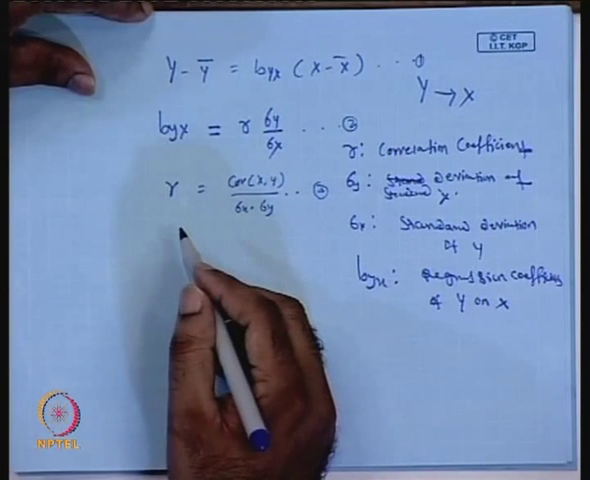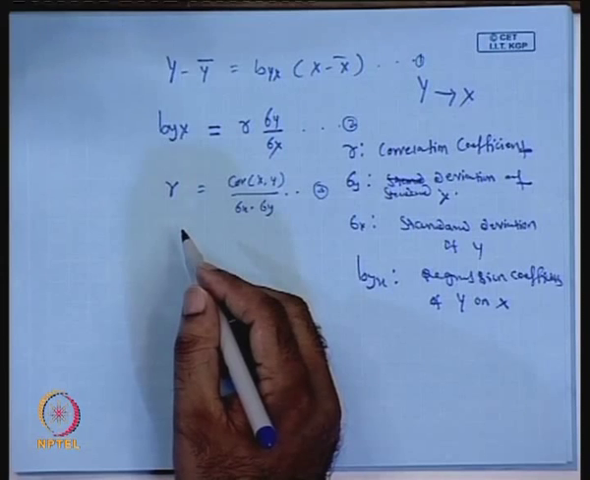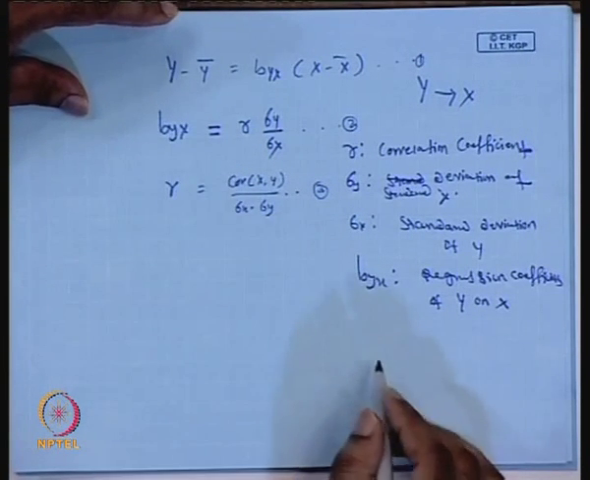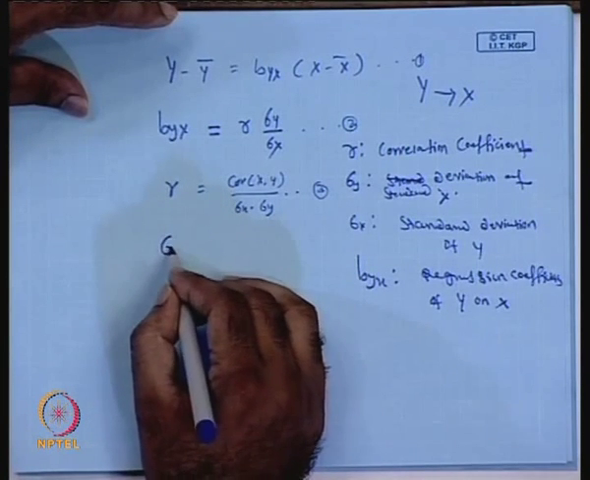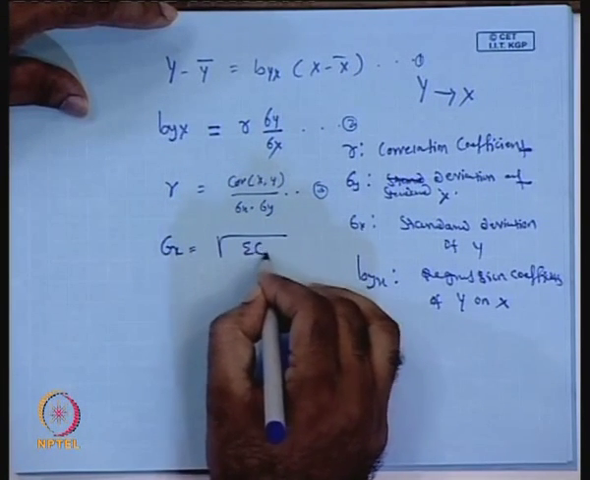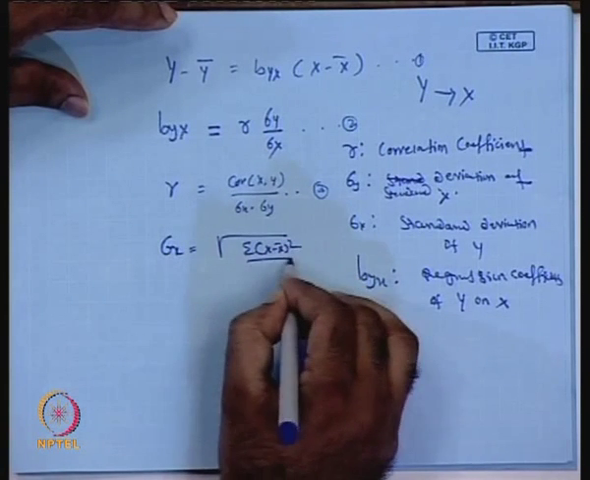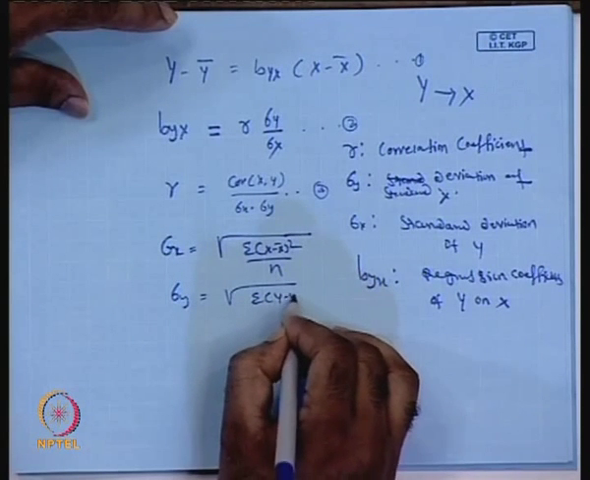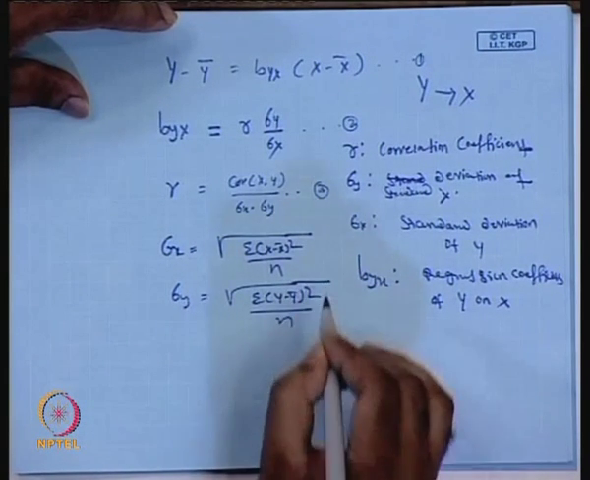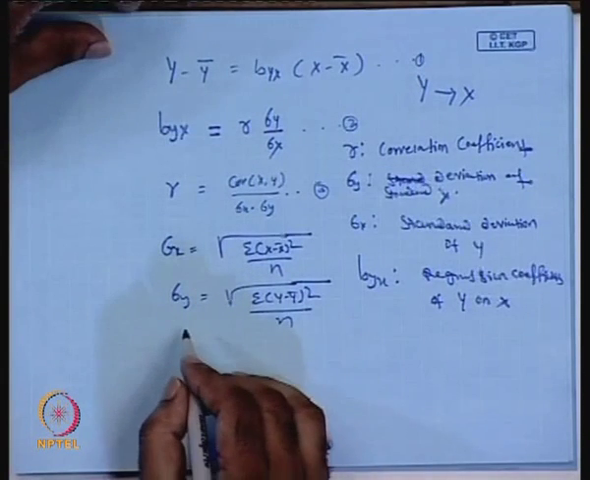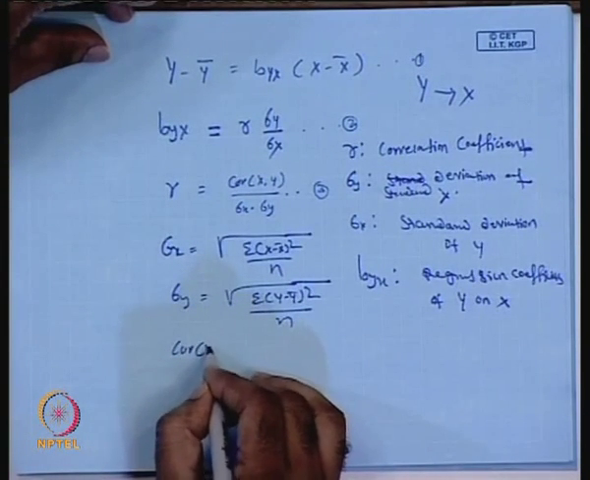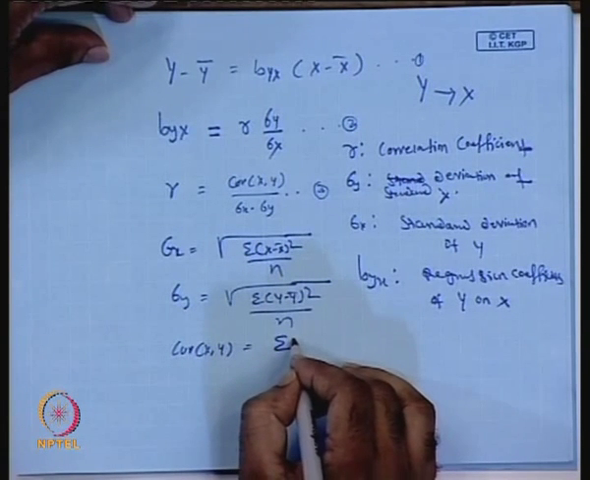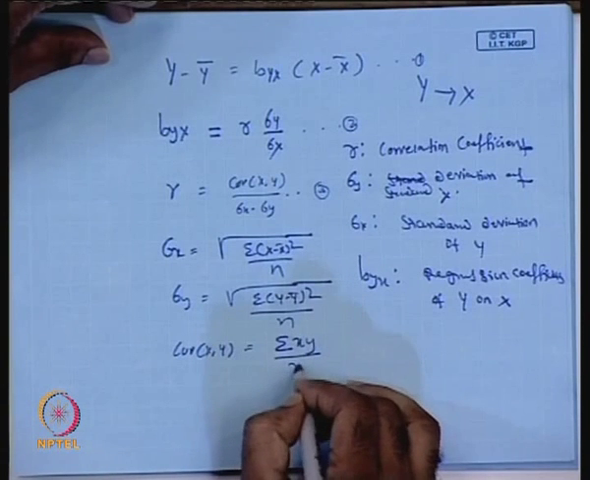Now we would like to know what sigma x, sigma y, and the covariance of xy are. In fact, we have already discussed all these details. Sigma x is the square root of summation x minus x bar whole square divided by n, and sigma y is the square root of summation y minus y bar whole square divided by n. Covariance of x and y is summation xy by n.